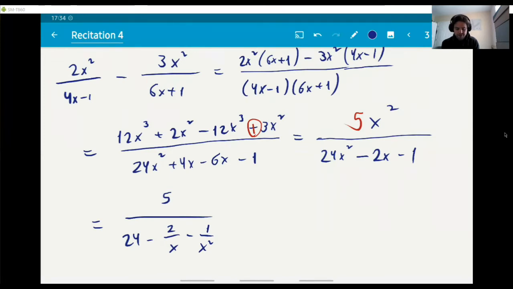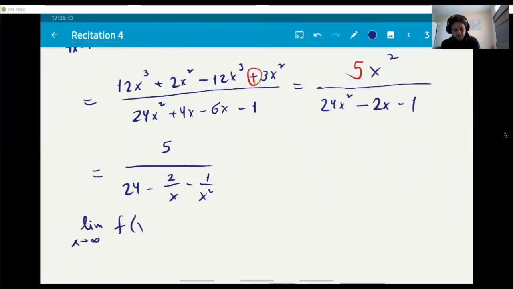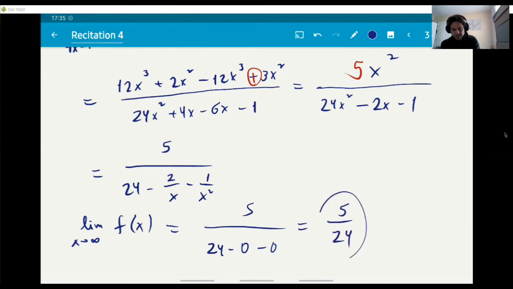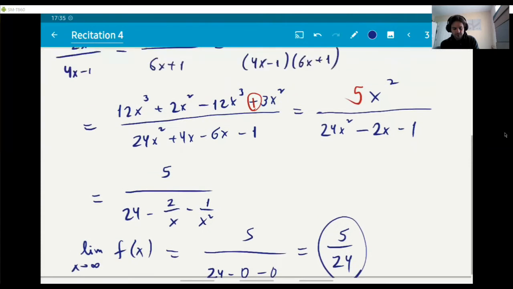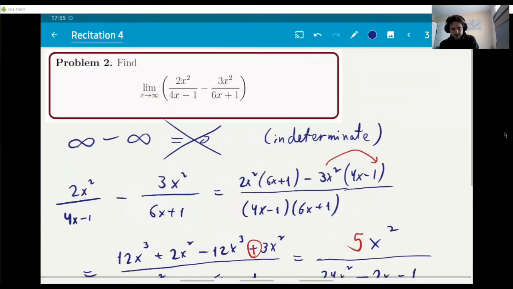Essentially, you want to do something that gives you a helpful result, like this one. For this one, now if you're trying to find the limit as x goes to infinity of this expression, f of x, well, because x is going to infinity, the expressions 2 over x and 1 over x squared are going to 0. 1 over a large number is a small number. So this leaves you with a 5 over 24. Moving on.